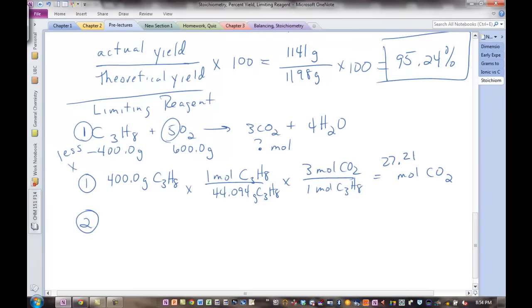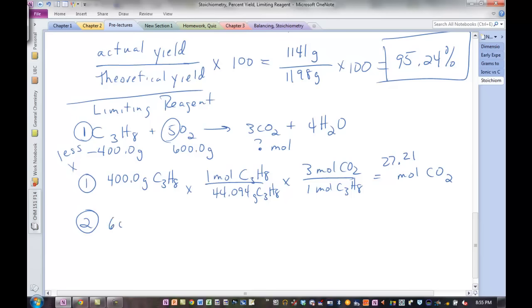Okay? But again, I just wanted to save some time. So this problem again would state 400 grams of propane is reacted with 600 grams of oxygen, O2. How many moles of CO2 can be produced? Well, what we've done in this first calculation is say, well, if all of the propane reacts, we can get 27.21 moles of CO2. Now we're going to turn our attention to O2.